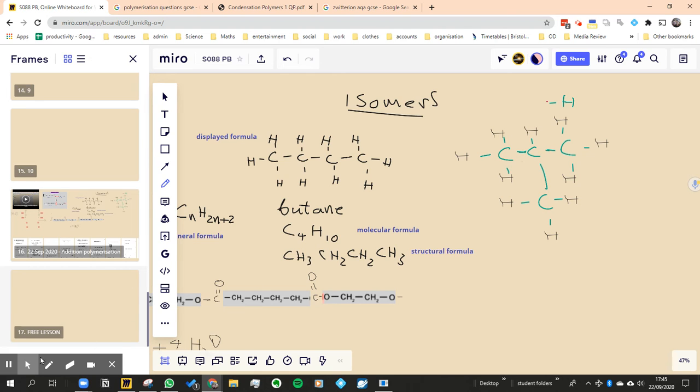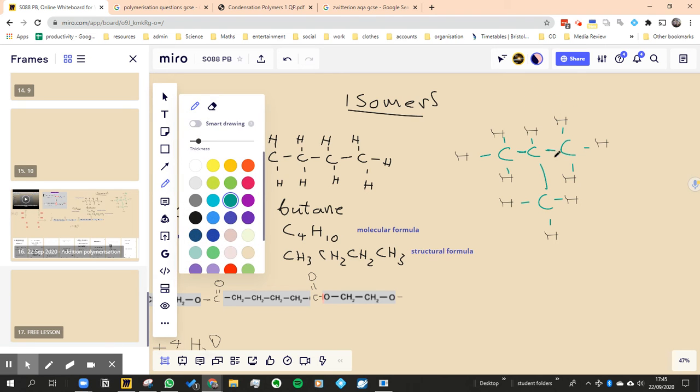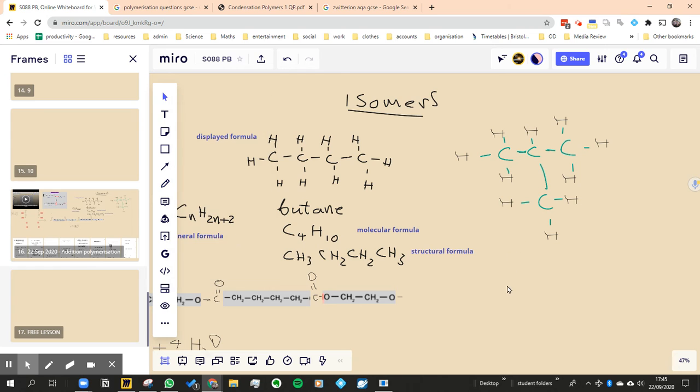How would you write its structural formula? Good question. I'll get to that in a moment. But first of all, let's just acknowledge the fact that it's got a different displayed formula, and it's got the same molecular formula. So it's still going to be C4H10.